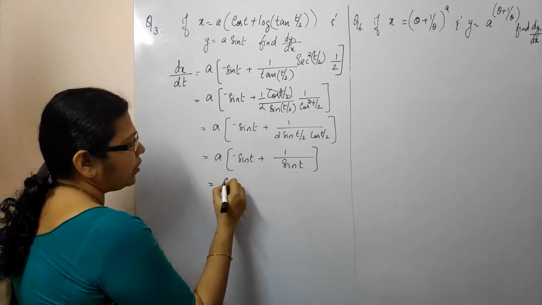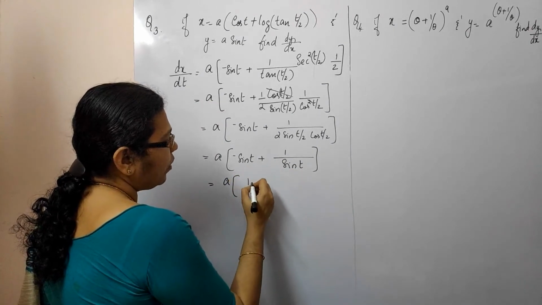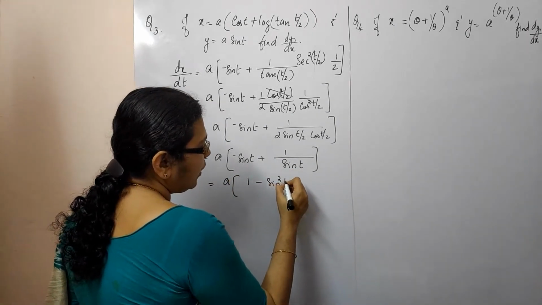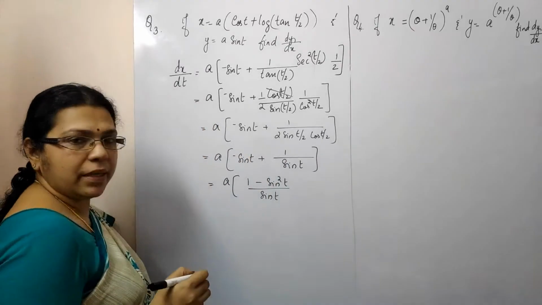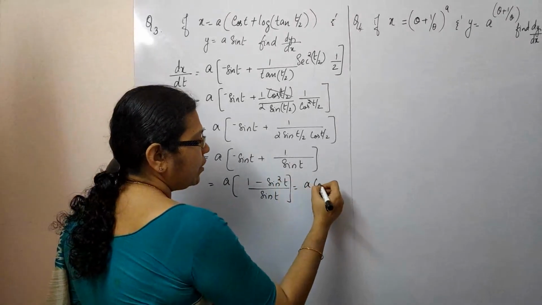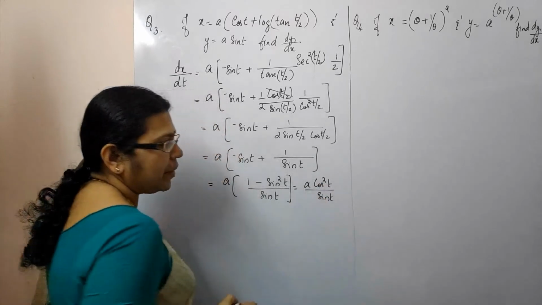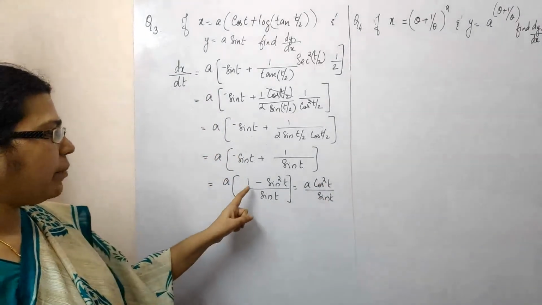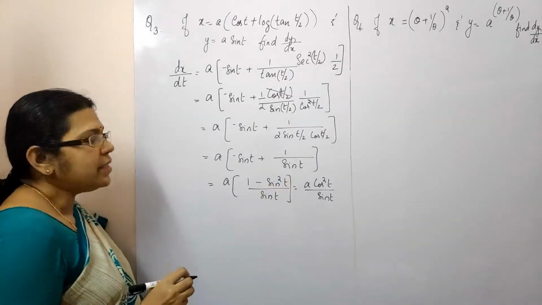Now this is equal to a into this. I bring it this side. What will I get? 1 minus sin square t by sin t. I cross multiply sin square t by sin t. This is equal to a into cos square t by sin t. Am I clear? a into cos square, since 1 minus sin square t is cos square t. a into cos square t by sin t.